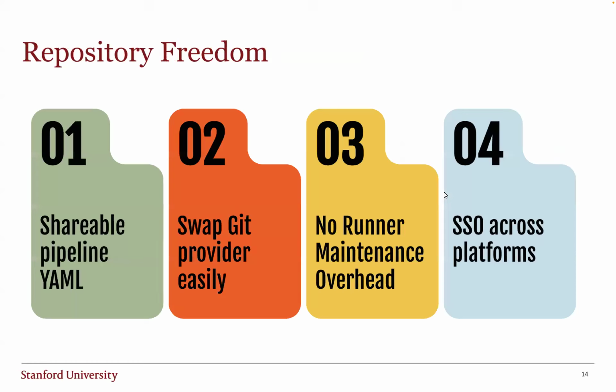So now, with these 4 characteristics: shareable pipeline YAML file, swapping Git provider easily, no runner maintenance overhead, and SSO across platforms, now you have repository freedom. You can go to any repository you want. You can move from one repository to another without worrying about the YAML file, syntax, semantics, anything like that. No, you can just do it instantly, yes.